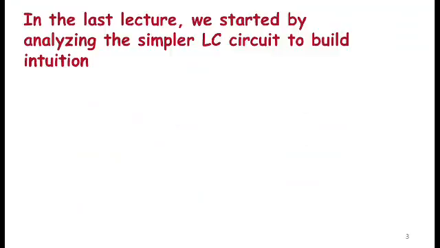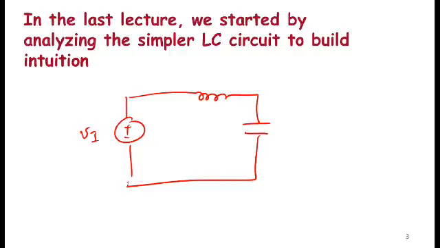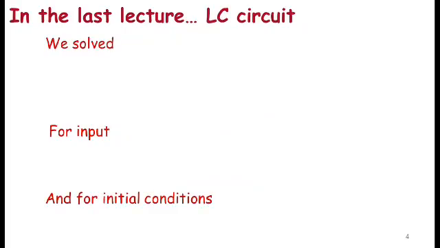All right, so in the last lecture we started by analyzing the simpler LC circuit without the resistance. And here is what we studied: voltage VI, inductance L, and a capacitance C, and a node with voltage V, and this was my current I. So we said let's start by analyzing that, and in doing so, the first step was to write the differential equation that governed the dynamics of that system.